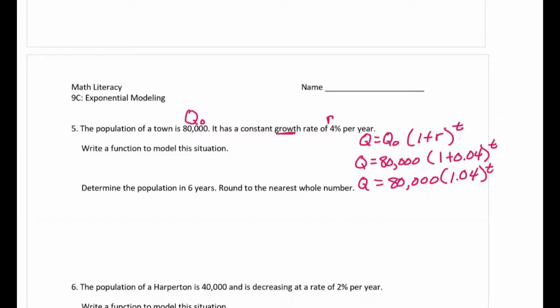The next part of this problem asks me to determine the population in 6 years. So I'm just going to put 6 in place of t. And then you would put this into the calculator. And you get the quantity 101,226. Right. And again, we round to the nearest whole number here, because we're talking about people.